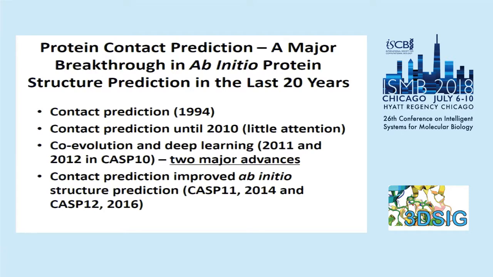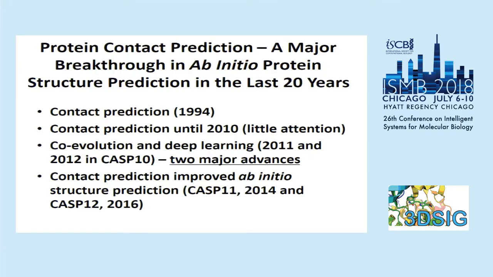In 1994, people used correlated mutation between two amino acids in a protein family to calculate contacts. And since then, from 1994 to 2010, a lot of machine learning and statistical methods have been developed to improve contact prediction. However, they didn't receive a lot of attention because the accuracy was not high enough to build a three-dimensional structure. The first major advance came in 2011.